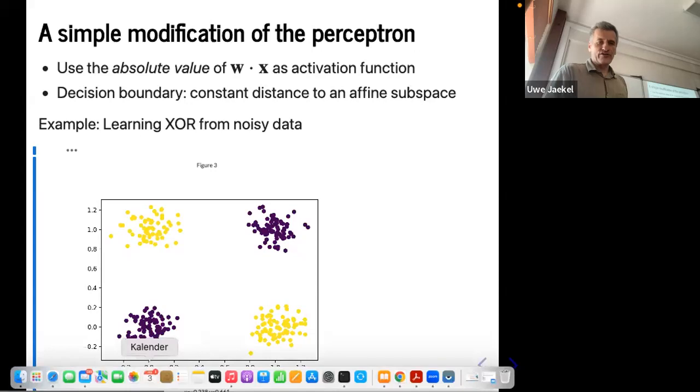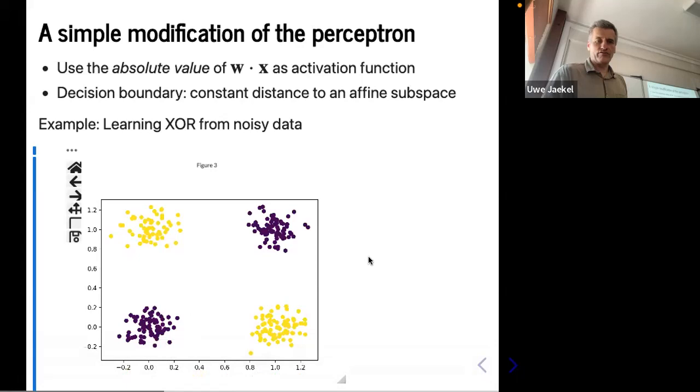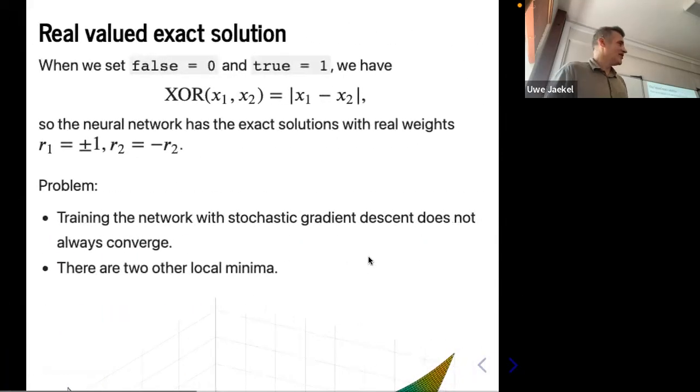And we tried to do this. Yeah, and of course this works. It must work because if you set false to zero and true to one, you can easily see XOR, you can express it by standard arithmetics. XOR of X1 and X2, the exclusive OR, not both are true, but one of them is true.